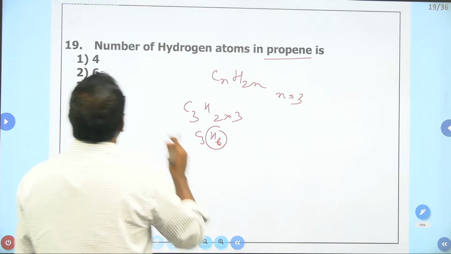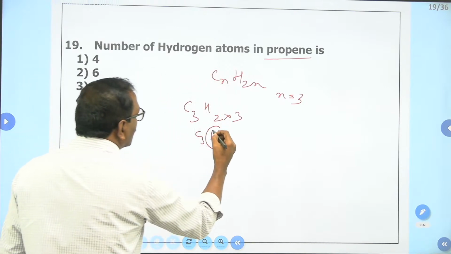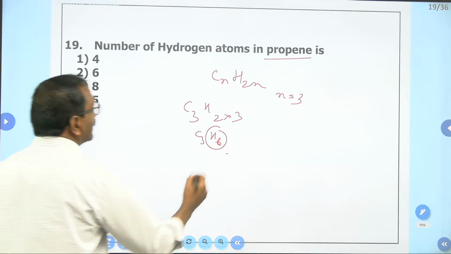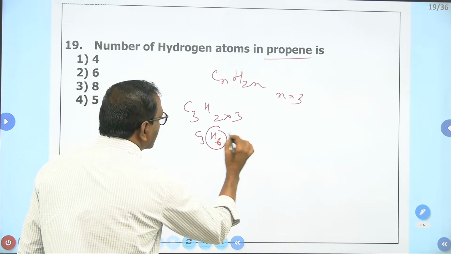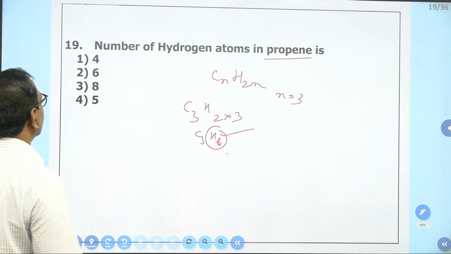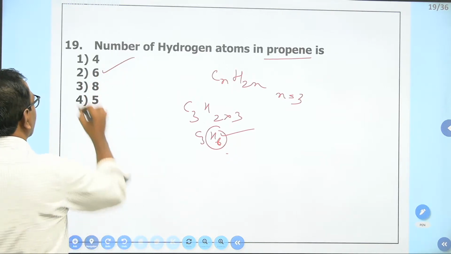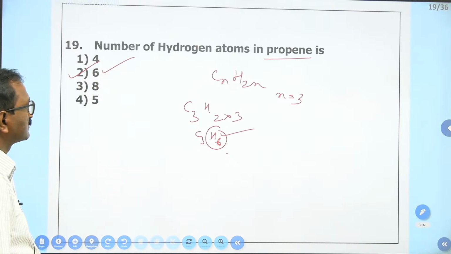So now the question is the number of hydrogen atoms present in propene. This is the molecular formula of propene. In this molecular formula of propene, how many hydrogen atoms are there? 6 are there. The second option is the right answer here.